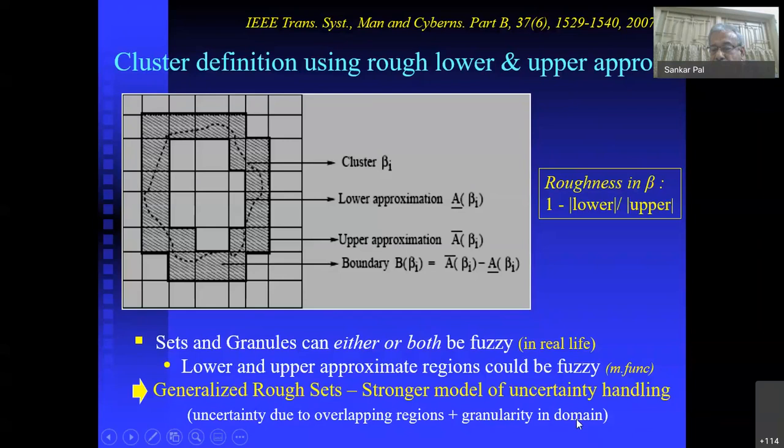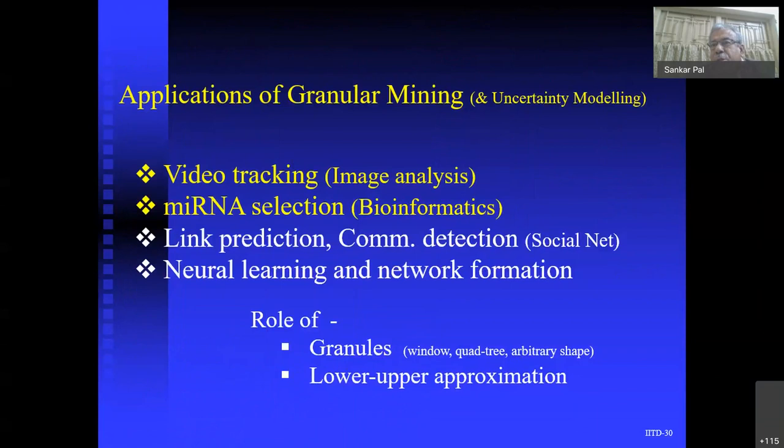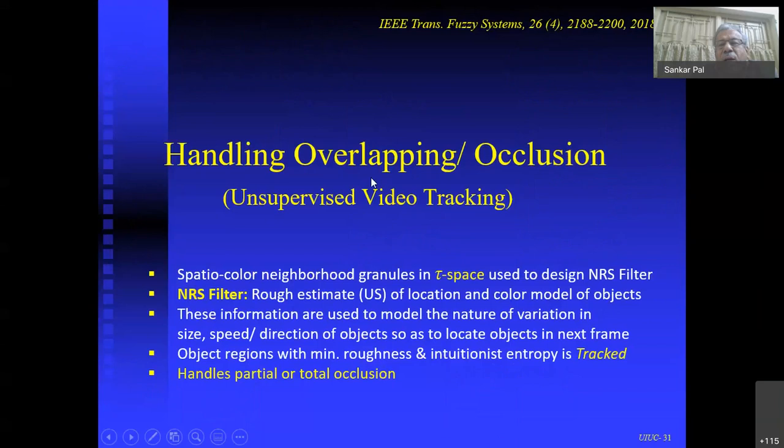Now it has so many applications because any data, whether small, medium or big, has obvious uncertainty because of deficiency in information. Therefore, let's consider only one, given the time. So I will show an example of rough lower and upper approximation and the significance of that. First one, a challenging issue: unsupervised video tracking when handling overlapping or occluded objects. Listen, I will track an occluded object and it is unsupervised. I have no knowledge about this. So I will use a prediction based method.